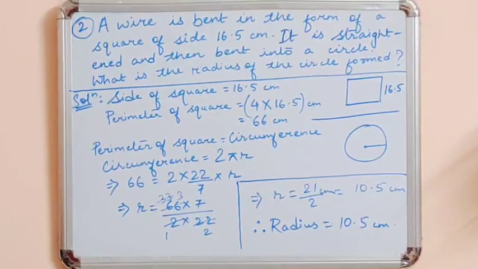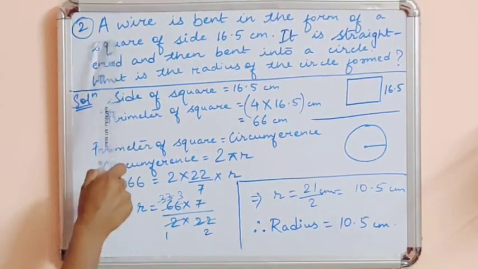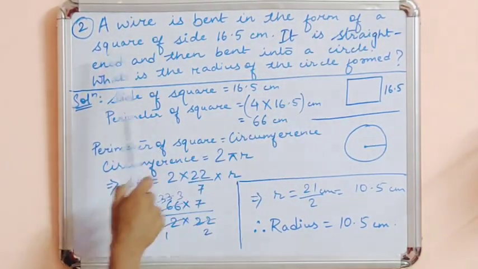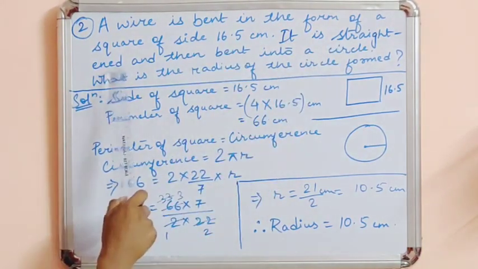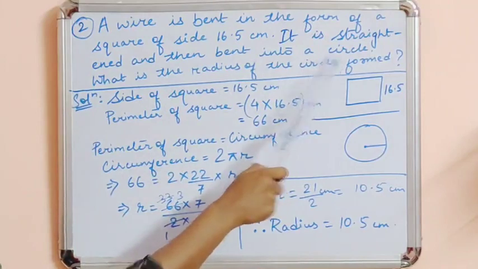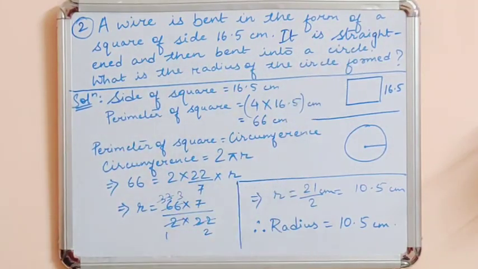Now moving on to our next question. A wire is bent in the form of a square of side 16.5 centimeter. It is straightened and then bent into a circle. What is the radius of the circle formed?